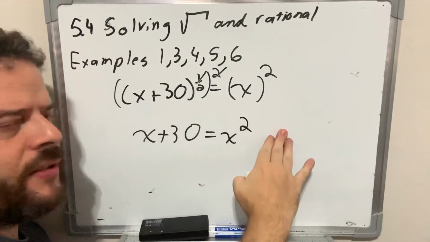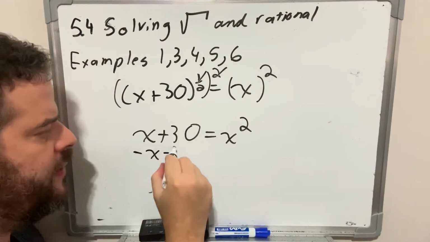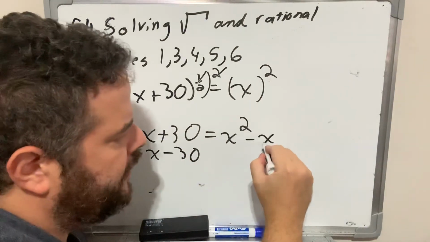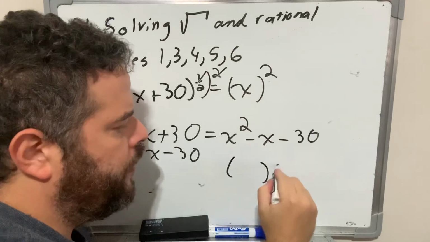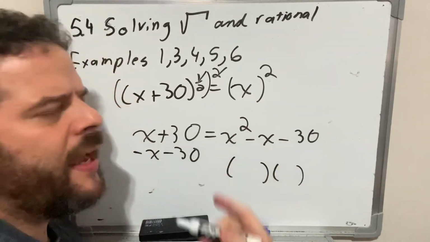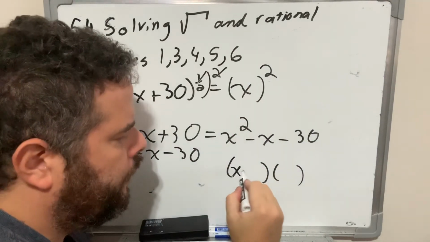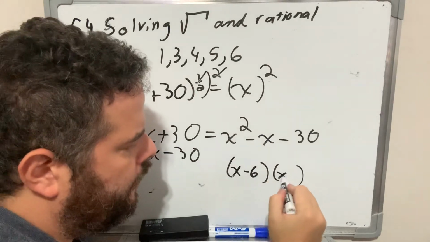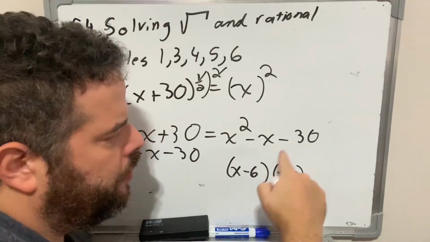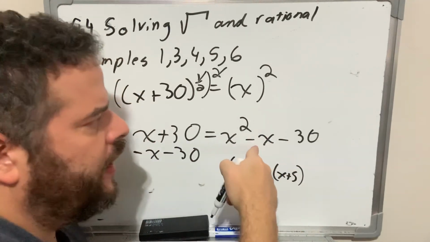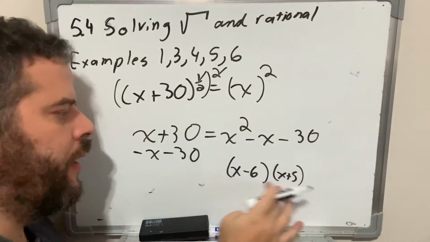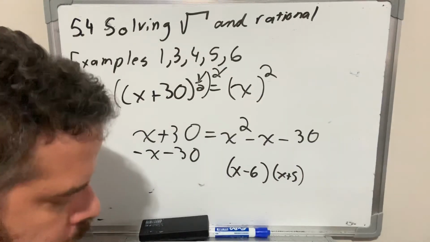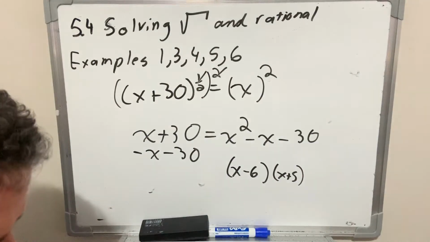Now I send everything to the left-hand side. Minus x minus 30, minus x minus 30. Standard form. Two numbers that multiplied give you negative 30, added give you negative 1. Minus 6 plus 5. Multiplied negative 30, added negative 1. Then what do you do? You plug in the numbers and verify. That's it for the class.